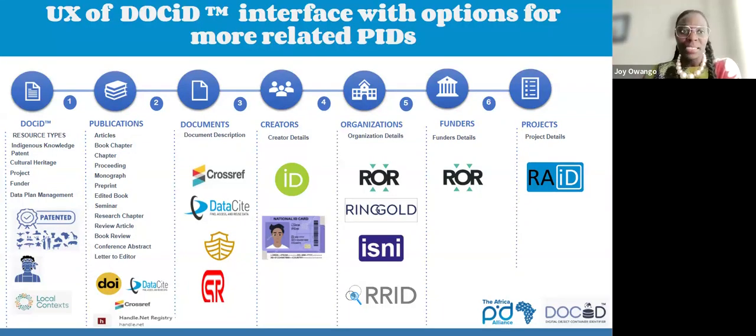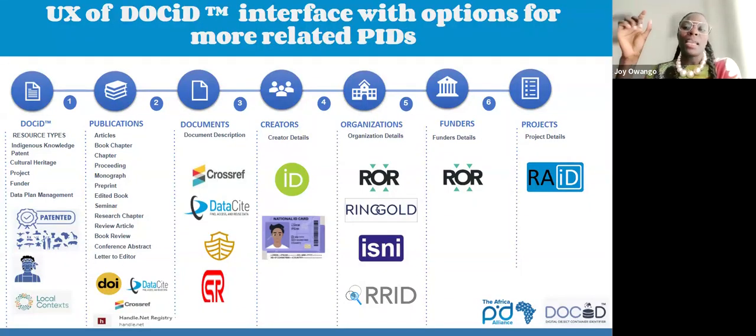Then, of course, with the funders, you can find the funders via ROR ID. And also with the projects, you can also use the RRID. Now, how does this connect back to the DOCiD? Remember I told you the DOCiD is assigned to a primary collection.